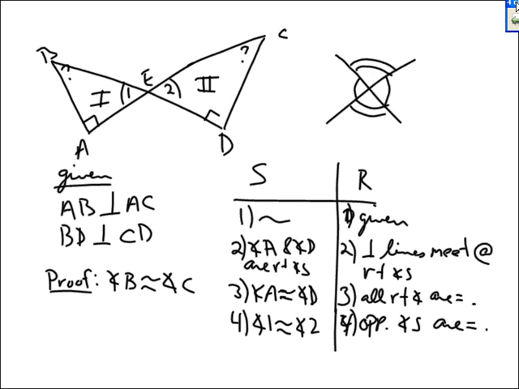And now I have two triangles, 1 and 2. They both have one pair of congruent angles, and they have a second pair of congruent angles. The third angles have to be equal. Number 5. Angle B is congruent to angle C. Why? The no choice theorem.